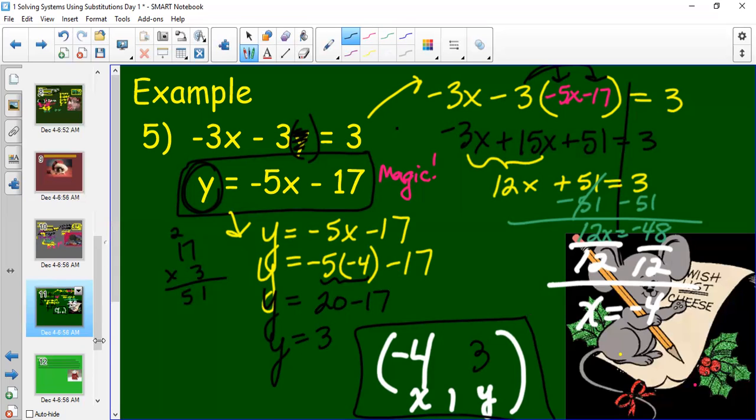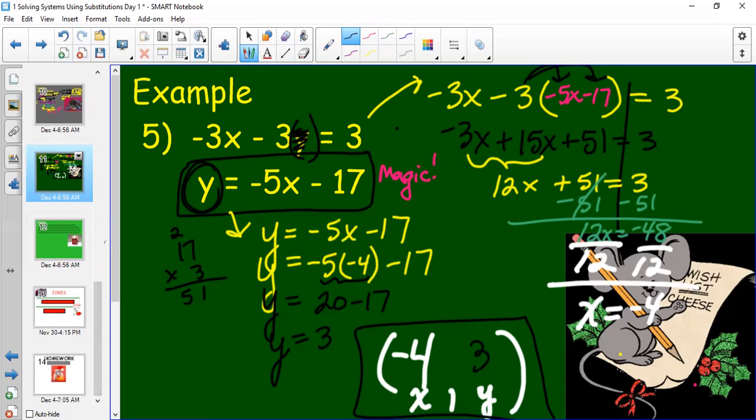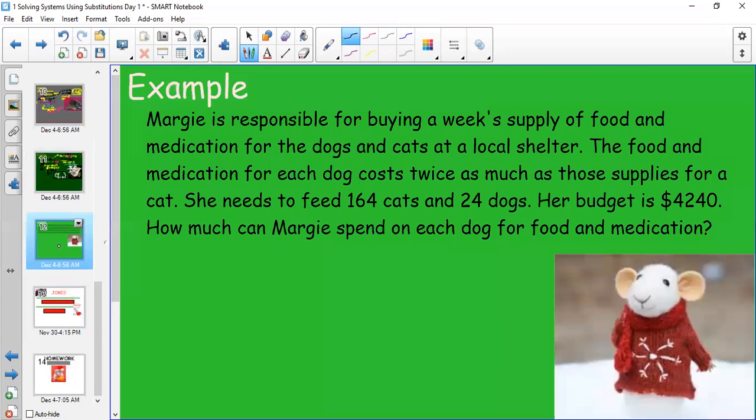All right, hopefully this is starting to make sense. I'm going to do one last one that's a word problem, just to practice that, because eventually we'll be doing almost all word problems with these. So this is kind of an introduction of what's to come. All right, it says Margie is responsible for buying a week's supply of food and medication for the dogs and cats at a local shelter. The food and medication for each dog cost twice as much as those supplies for a cat.